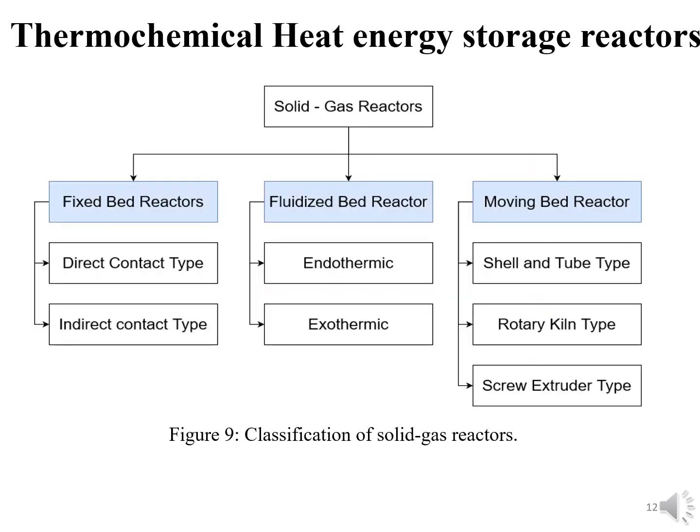As can be seen, there are three types of solid gas reactors. The first is fixed bed reactor, second is fluidized bed reactor, and third is moving bed reactor. Now, as per the research done in project part A, we finalized fixed bed reactor, and there are two types of fixed bed reactor. First is direct contact type and another is indirect contact type. Our research is more focused toward direct contact type, and assumptions for a multi-physics model of our project are illustrated in the upcoming slide.